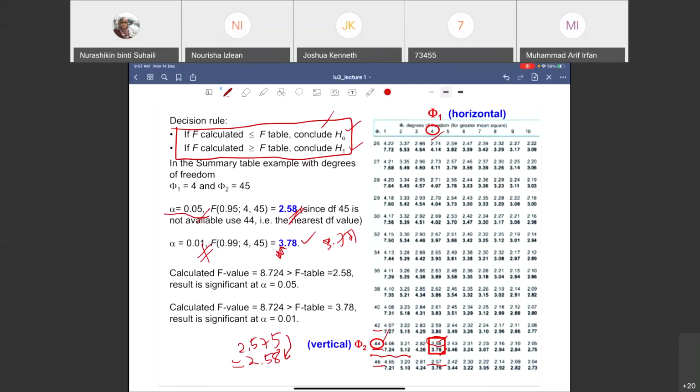And I would recommend them to remember only one condition, yeah? In order to avoid the mix-up. Otherwise, you would mix up this one with, conclude H naught when it's the other way around. Okay. So that is how you got the F table.